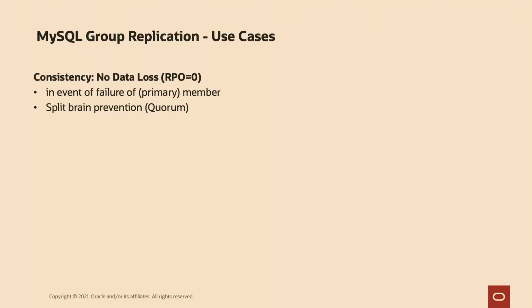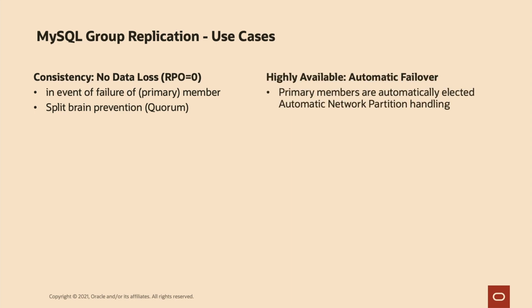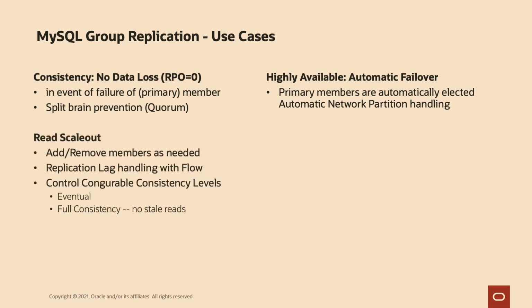So what do we guarantee with the operator? We guarantee that there's no data loss, RPO 0, if a primary fails or another member fails. We prevent split brain using quorum. We have automatic failover in the event this failure happens. Automatic network partition handling. You can add and remove members as you want.